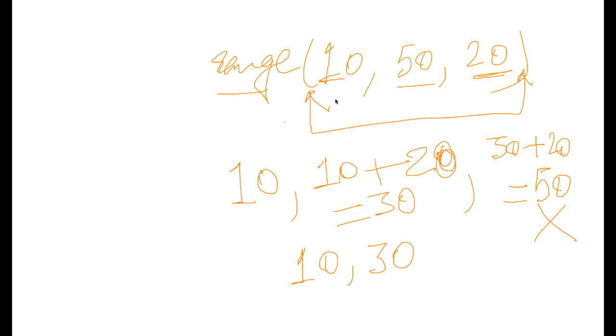Do you understand this? Yeah, understood. This is 10 and step size is 20. After 10, I will add 20 to this 10, then we will get the next value. But I want to calculate in between 50, so the next value is not included. That's why we are not considering this. I am only considering these two, 10 and 30.